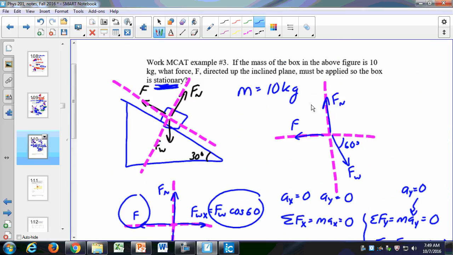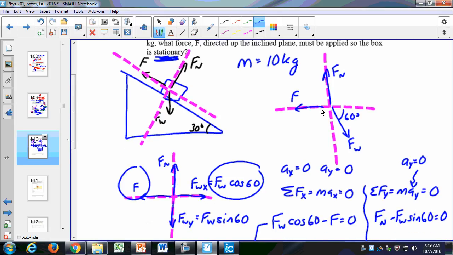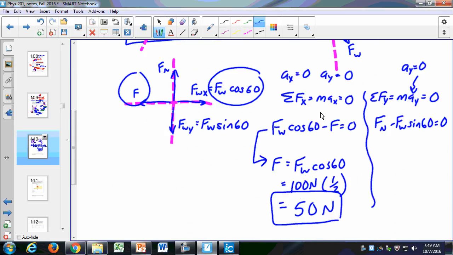Label the forces, figure out what's going on, draw my coordinate system, figure out the angle here and how it applies to the force weight. Then resolve my vectors, which is sort of our new step here that we haven't done before. Resolve my force vectors into their x and y components, and then apply Newton's second law, realizing my acceleration is 0 in both directions. Sum of the forces in the x, sum of the forces in the y. I wrote out both equations here.